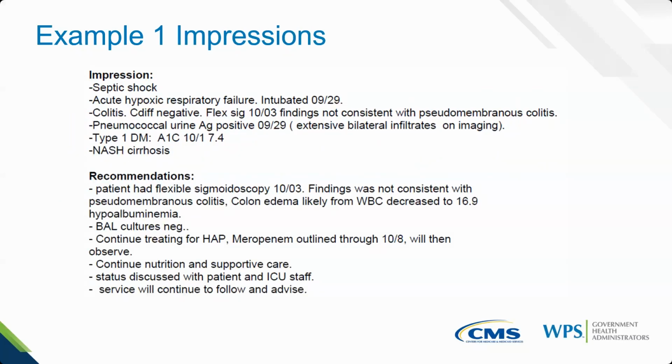So then we go with impressions next. We have an impression of septic shock, acute hypoxic respiratory failure, and it identifies that the patient was intubated on September 29th. We have colitis listed here. However, you'll also notice that it identifies that findings were not consistent with that type of colitis. We have pneumococcal urine that's listed there.